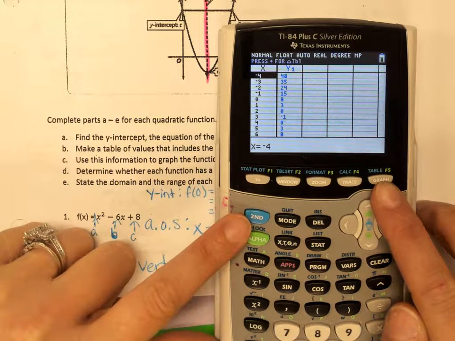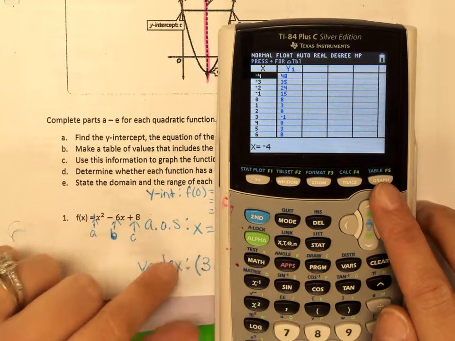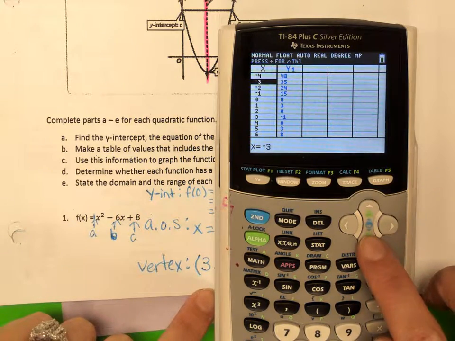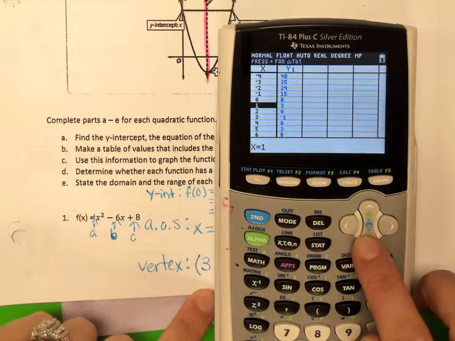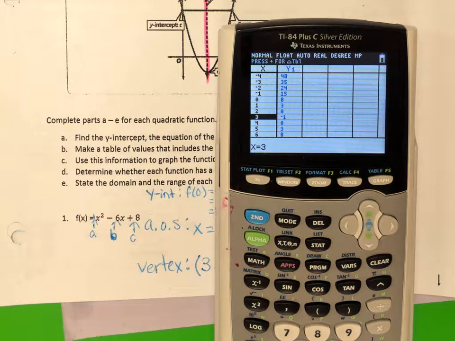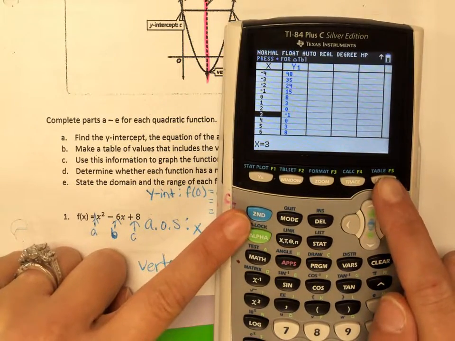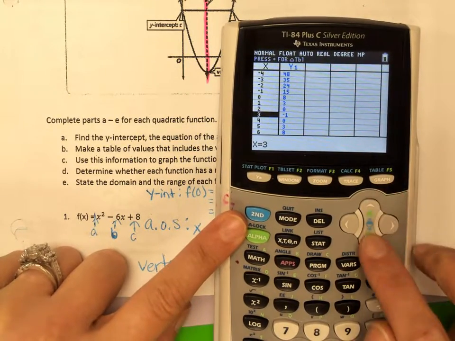Y'all okay? All right, then you find your vertex because everything stems from your vertex. So your vertex was 3, -1. So scroll up or down. In my case, I have to scroll down until I find the vertex. Second graph or second table.